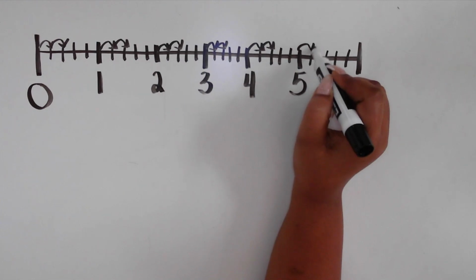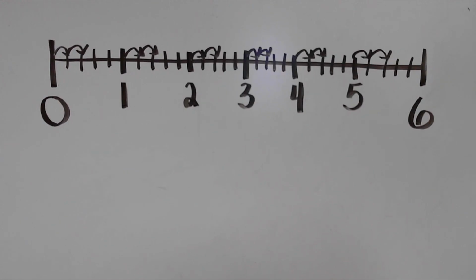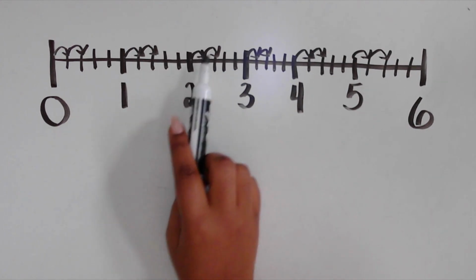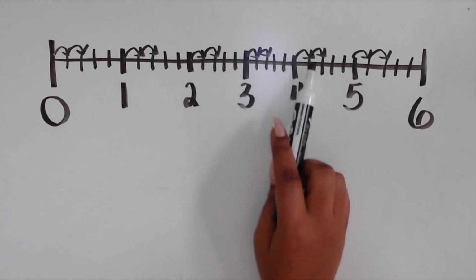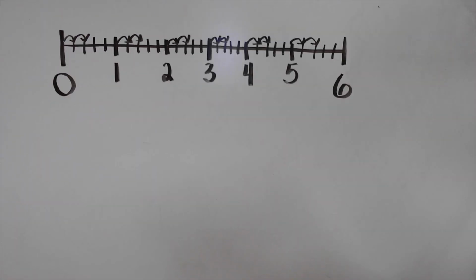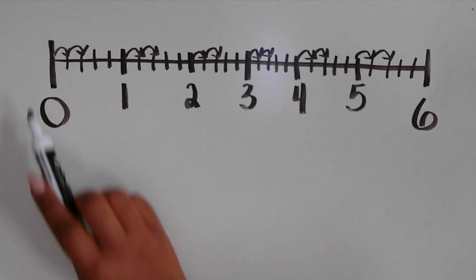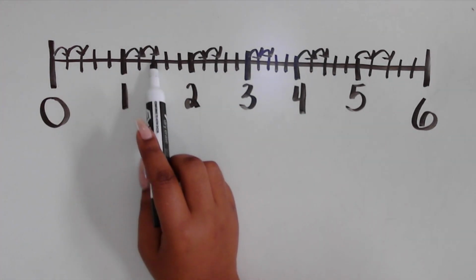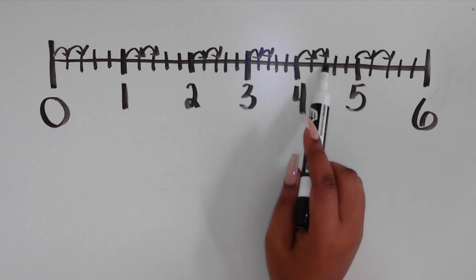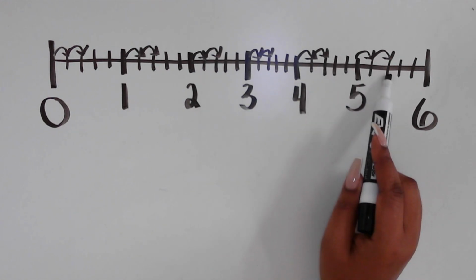You can have your students count by 1/5: 1/5, 2/5, 3/5, 4/5, 5/5, 6/5, 7/5, 8/5, 9/5, 10/5, 11/5, 12/5. Or you can have them skip count by 2/5 at a time: 2/5, 4/5, 6/5, 8/5, 10/5, 12/5.